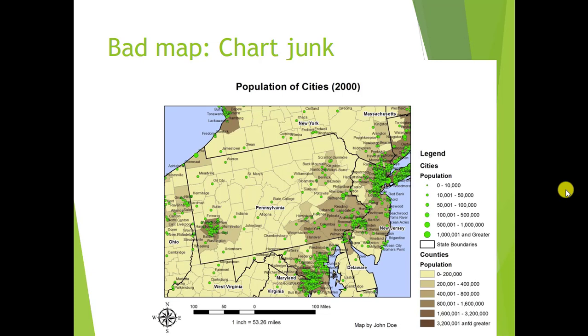What does it say here? It's power of how to read a map. I have a title on the top. What does the title say? Population of cities. So I'm looking at a population map. I think so. I hope so.